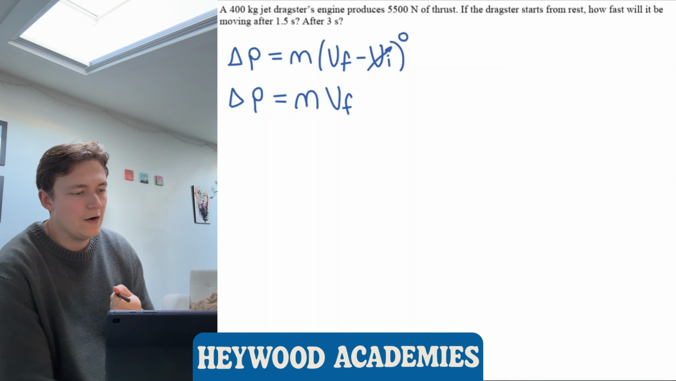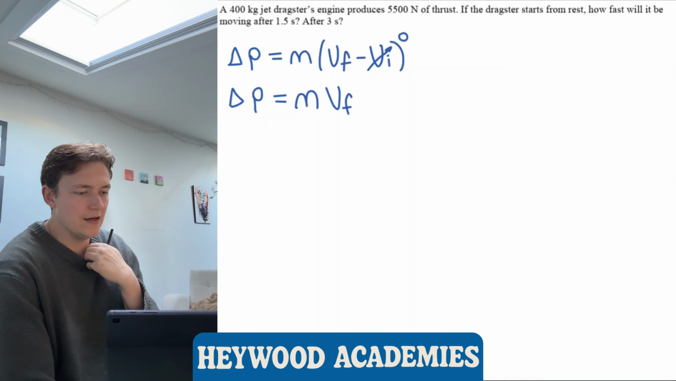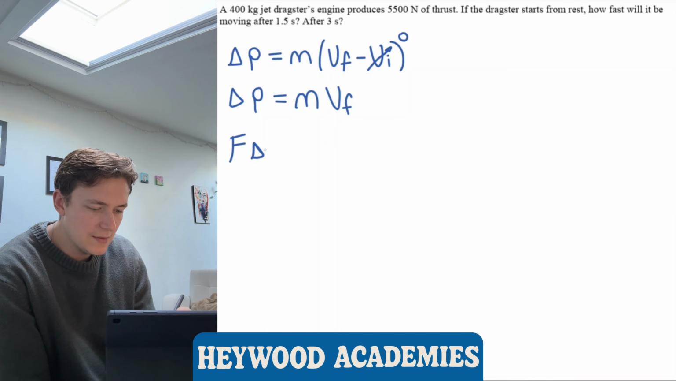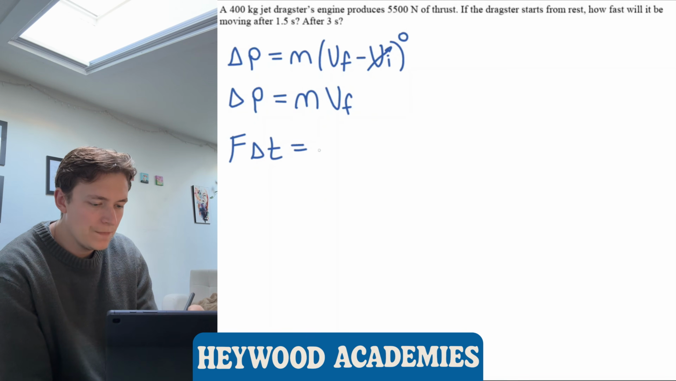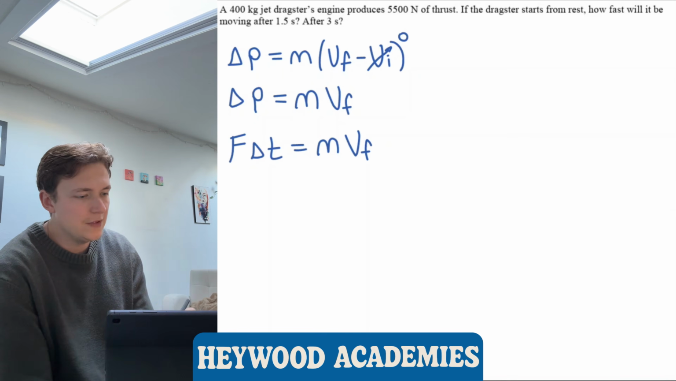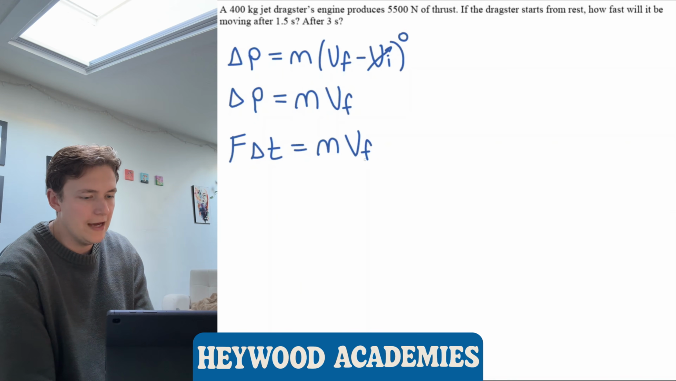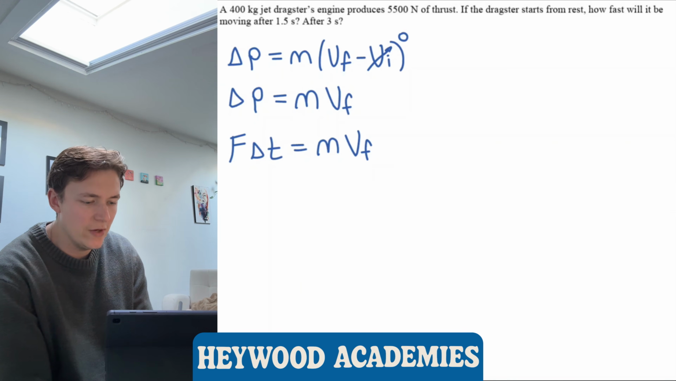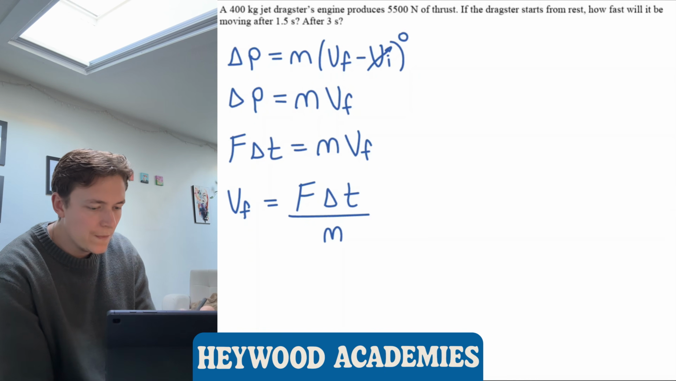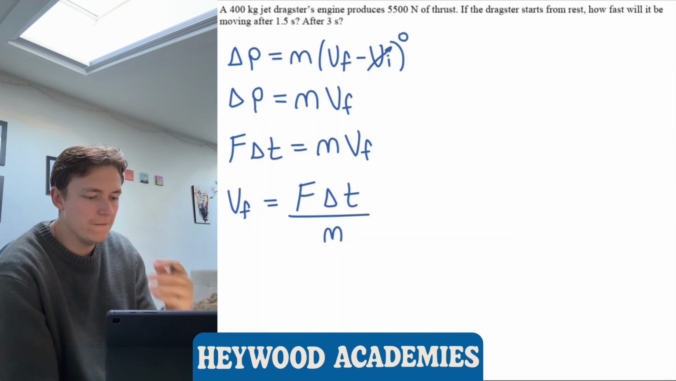Now we also are going to have two different times here. So to make this a little easier, I'm going to plug in the other version of this change in momentum equation, which is force times change in time is equal to mass times our final velocity. And then I'm going to go ahead and divide both sides by the mass so we can get an equation for the final velocity. So if I bring that over to the side, we'll get force times change in time divided by the mass.